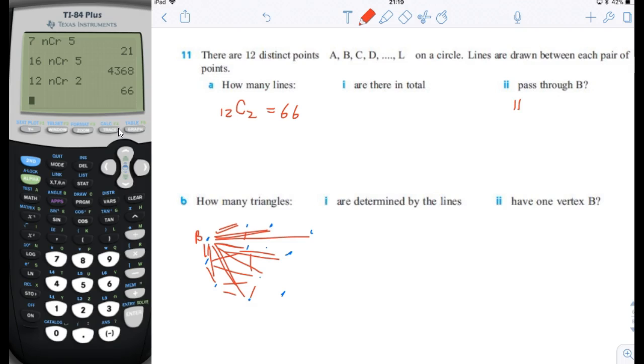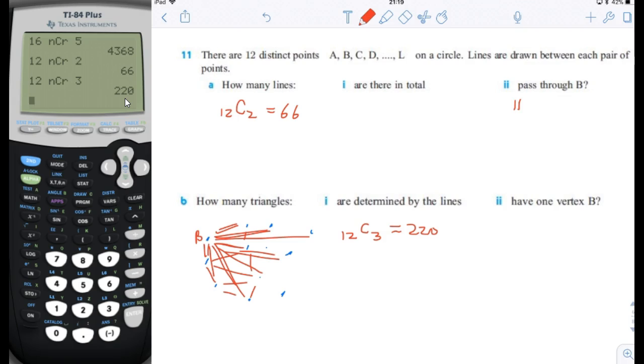How many triangles are determined by the lines? So you want to pick out basically triples of points. How many different ways are there to pick out triples of points out of 12? That would be 12 chooses 3. 220. Okay, so 220 triangles can be drawn. 220 different triangles can be drawn between 12 points.